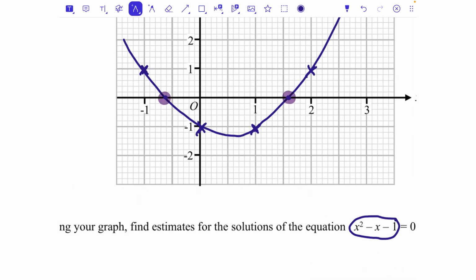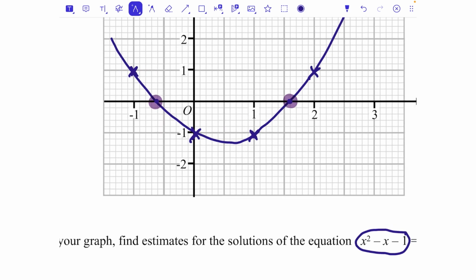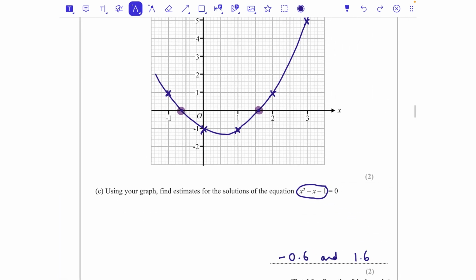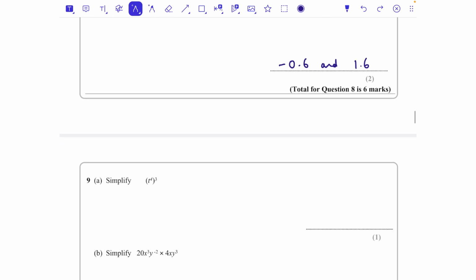And you might be slightly different just from the way you've drawn your curve. So maybe they might accept anything from 1.5 to 1.7, and they might accept anything from minus 0.5 to minus 0.7 there as well. So a small range of answers just depending on the curve of your graph, but should be very close to that.